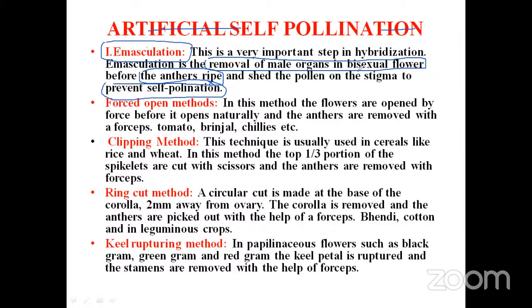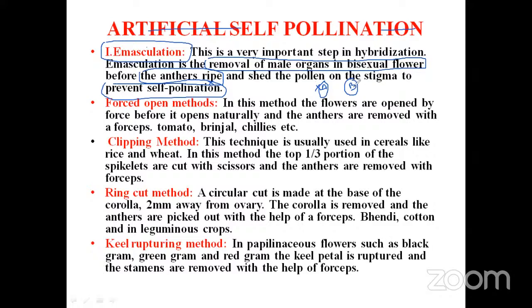In a bisexual flower, the male and female sex organs are both present, so there is a chance of self-pollination. But suppose you want a desired character. For example, A plant is bisexual but has no resistance power, while B plant has resistance power. If you want this resistance in the next generation, you forcefully prevent self-pollination in A plant. That means you remove the male organs, so there is no chance of self-pollination.